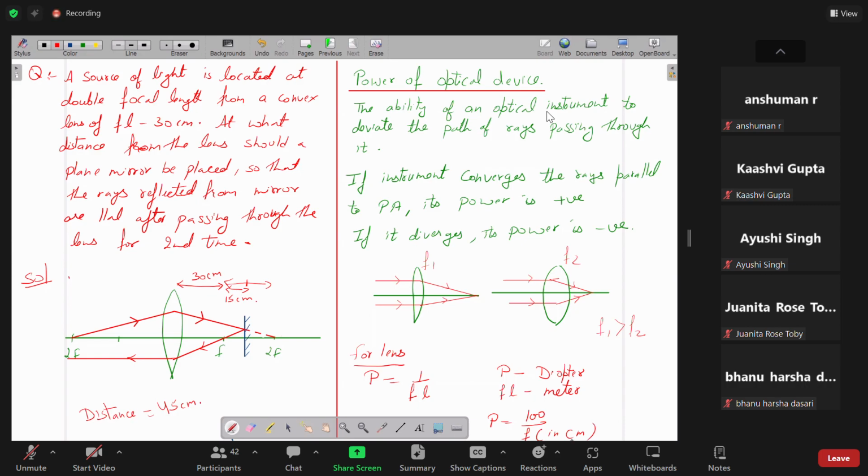Okay. So if focal length is given in centimeter, then power in diopter will be equal to 100 upon f. Power in diopter will be equal to 100 upon focal length. This is for lens. So we know that converging lens have focal length positive, so power will also be positive, and diverging lens has focal length negative, and hence power will be negative. Okay. Now let's come to mirror.